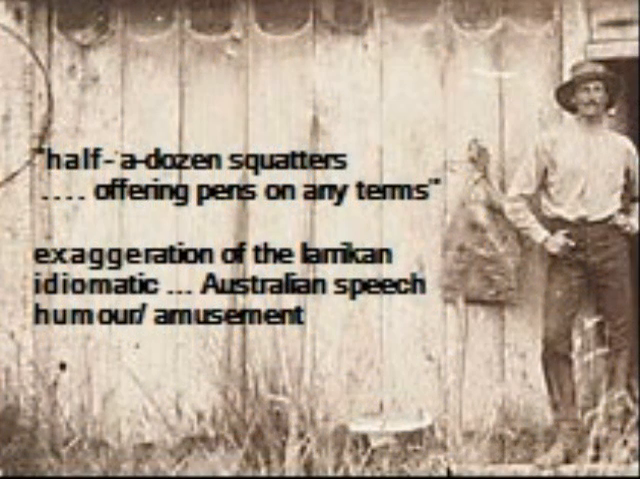He continues this sort of bragging, and he sort of says things like, half a dozen squatters have been offering him jobs, and they've been offering him pens on any terms. This means that he's a pretty good shearer. He's sort of bragging as such. The exaggeration of the larrikin is idiomatic. It's very much in Australian speech. It's humour and it's amusing to listen to, but we know that he's not particularly likeable.